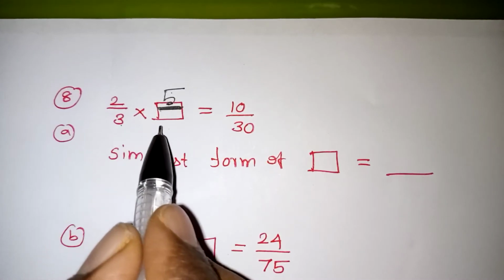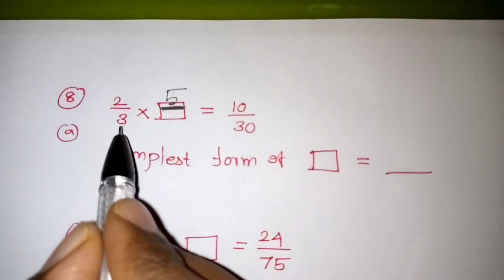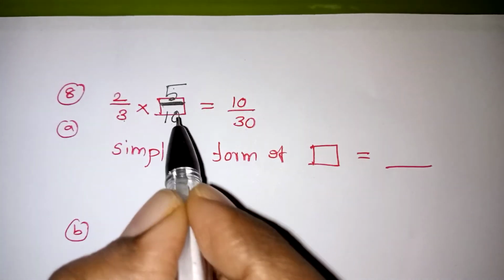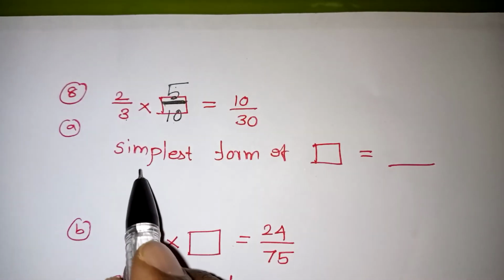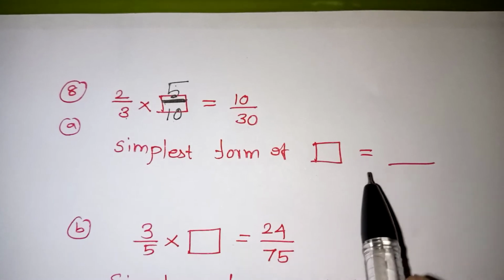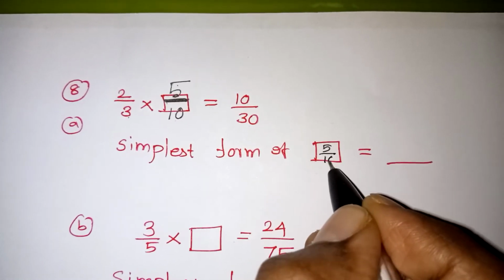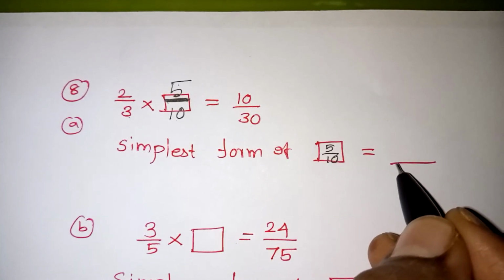Here down, 3 into what number will give you 30? 3 10s are 30. So the box answer is 5/10. They are asking for the simplest form of the box answer. So this box we are getting is 5/10. 5/10 simplest form they are asking.